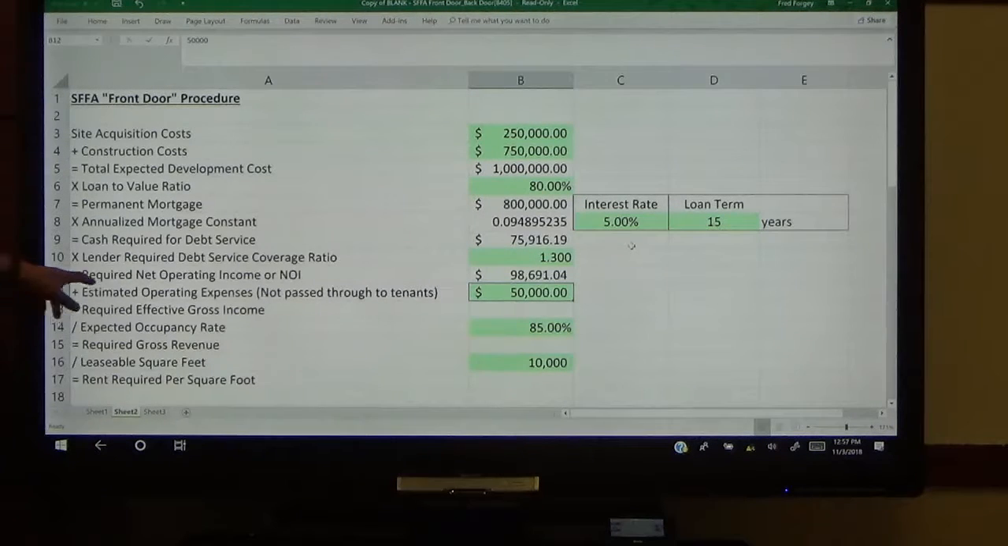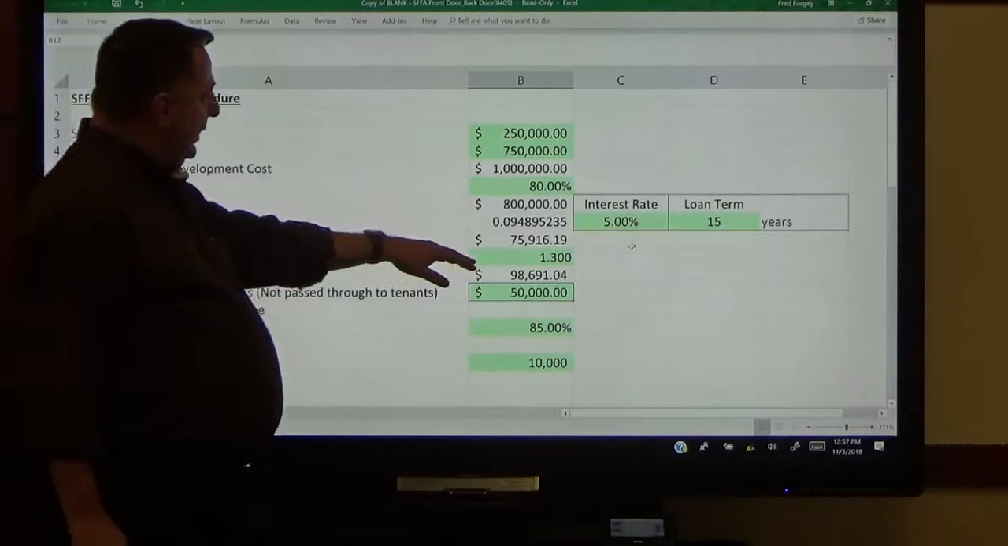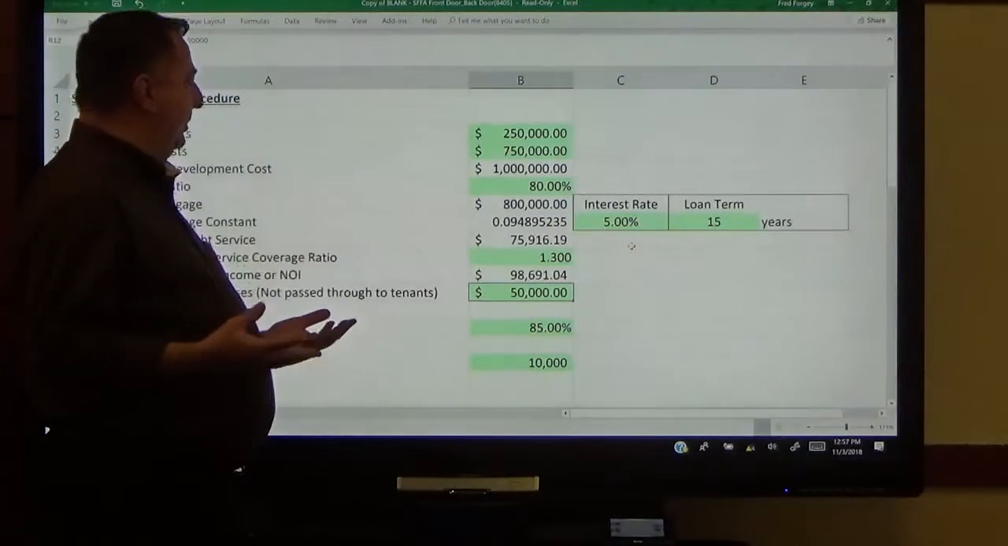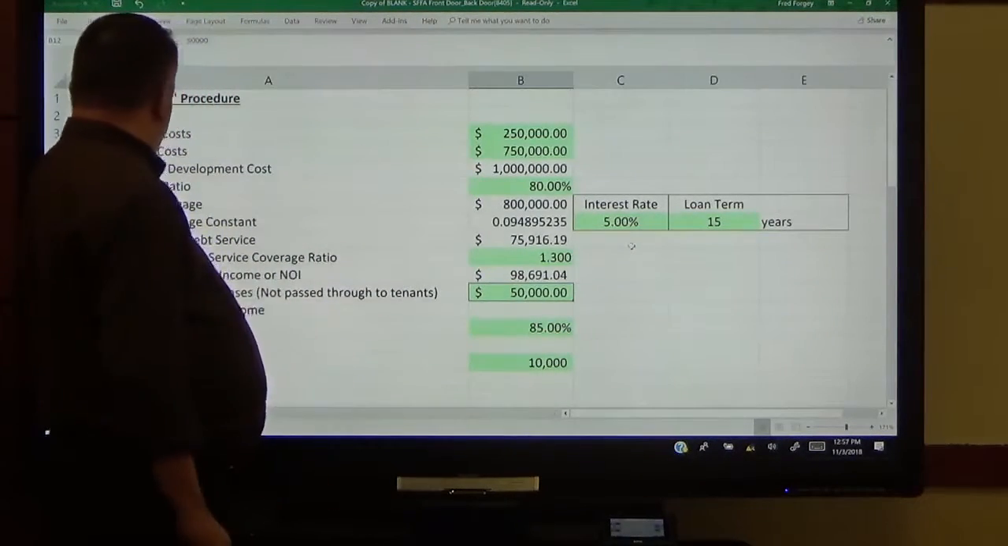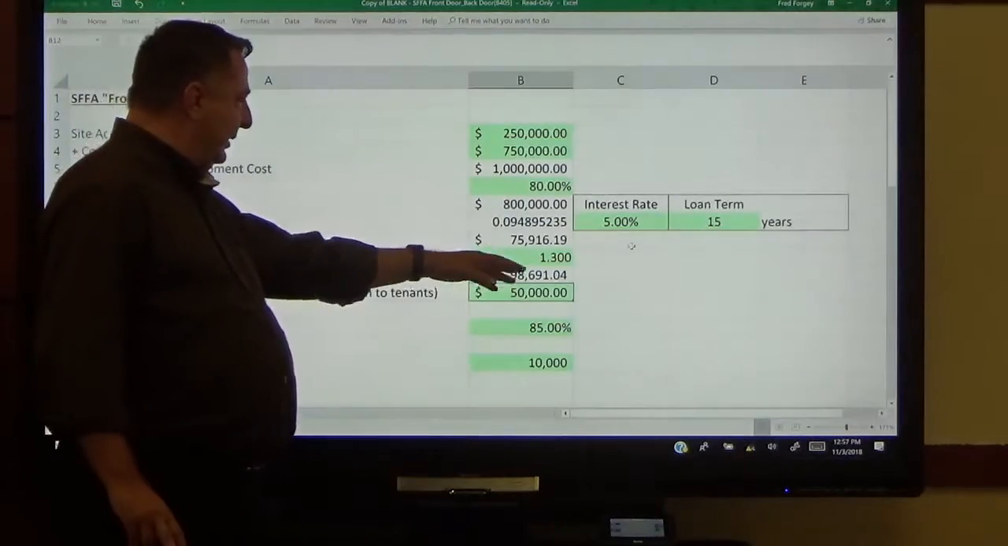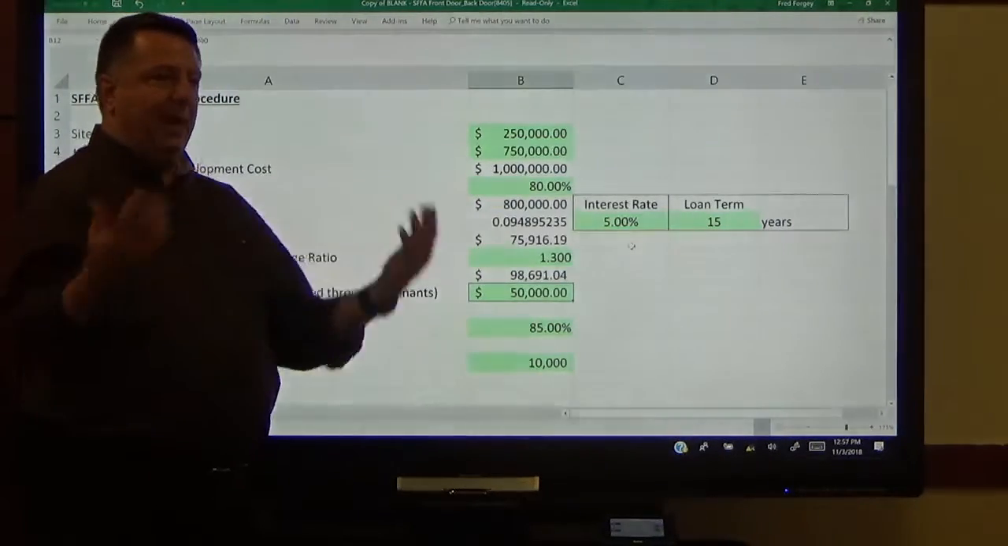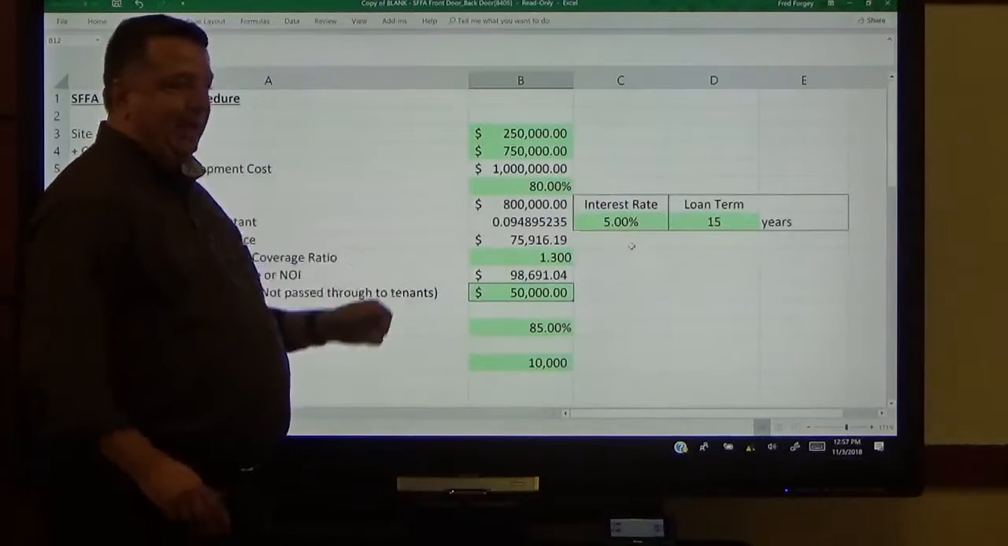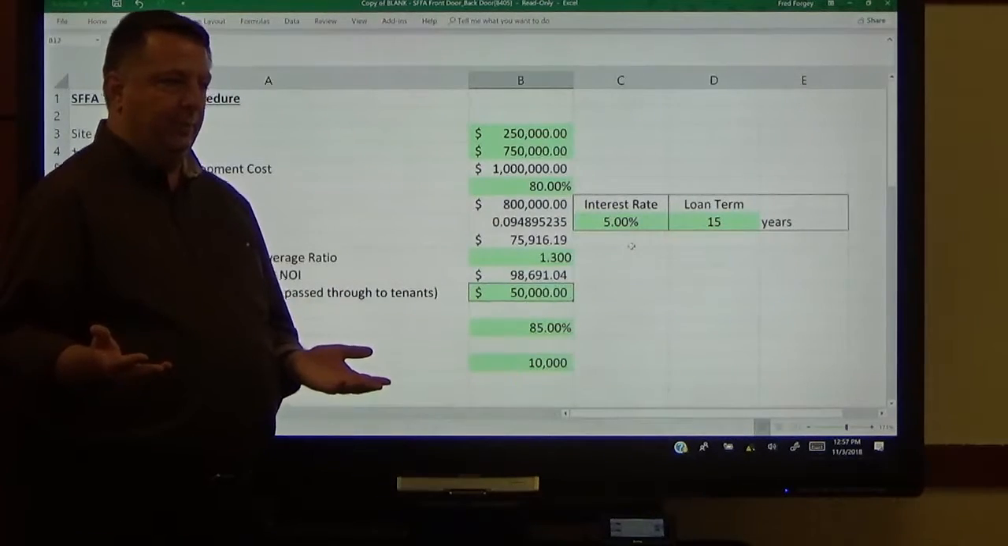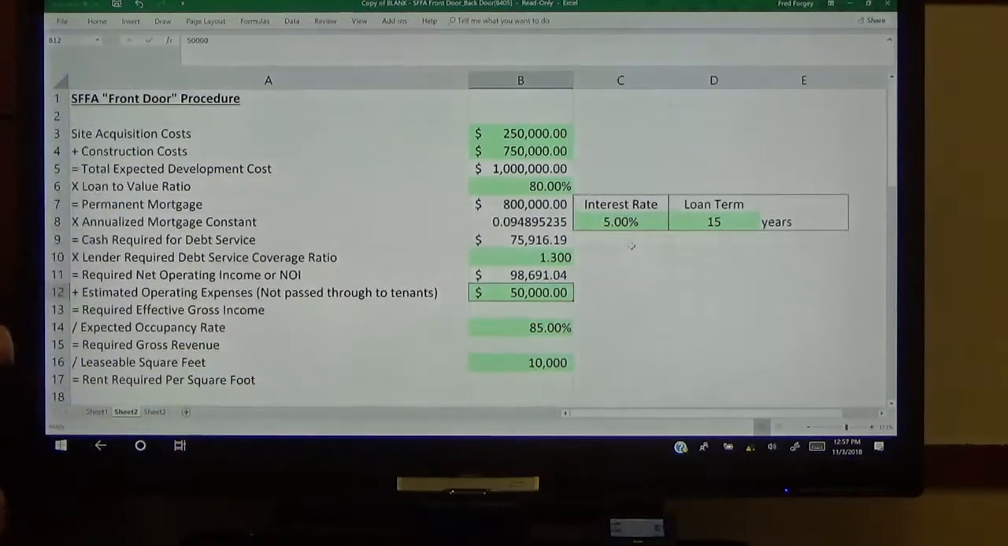All right, so her question was, if the property were only generating a net operating income of, let's say, 98,500, that would not be sufficient income to make the lender happy. Okay? That's what you're saying. Okay, moving forward.